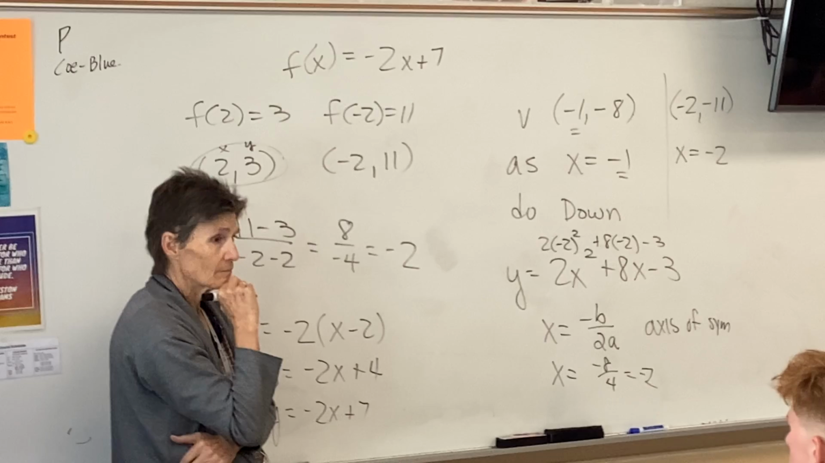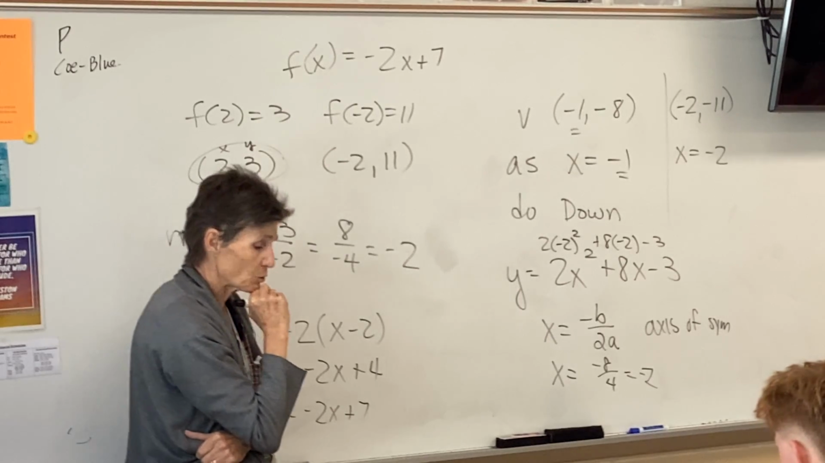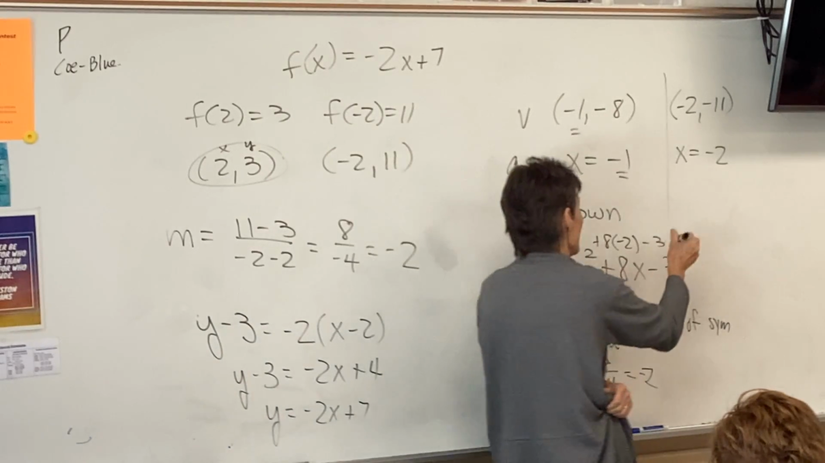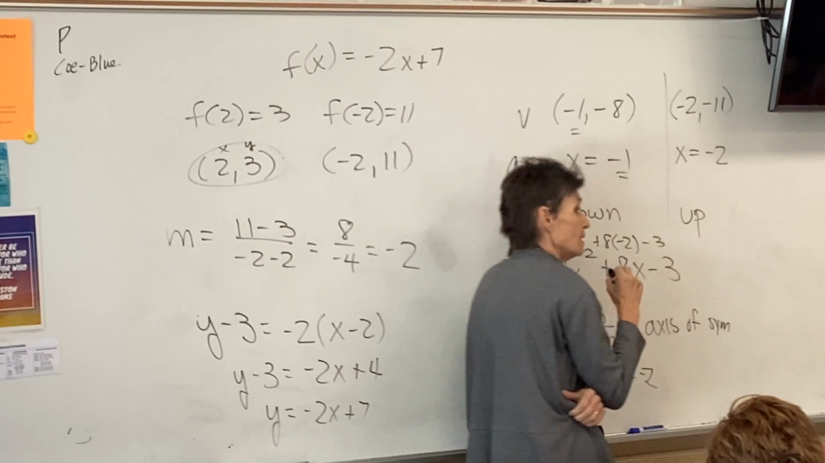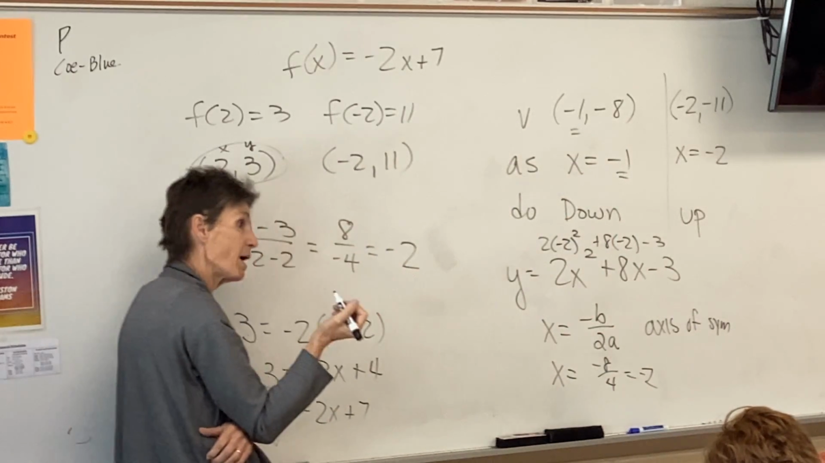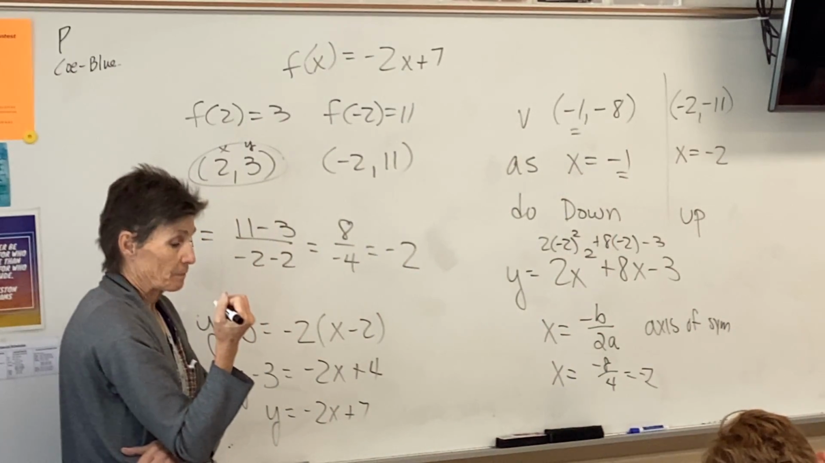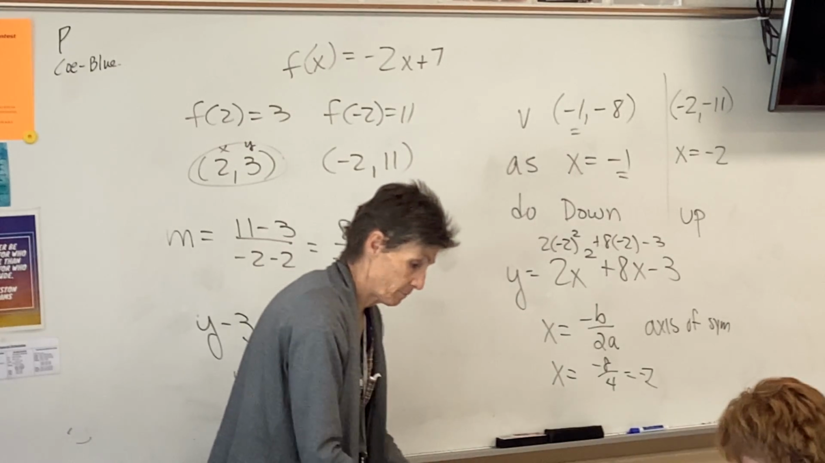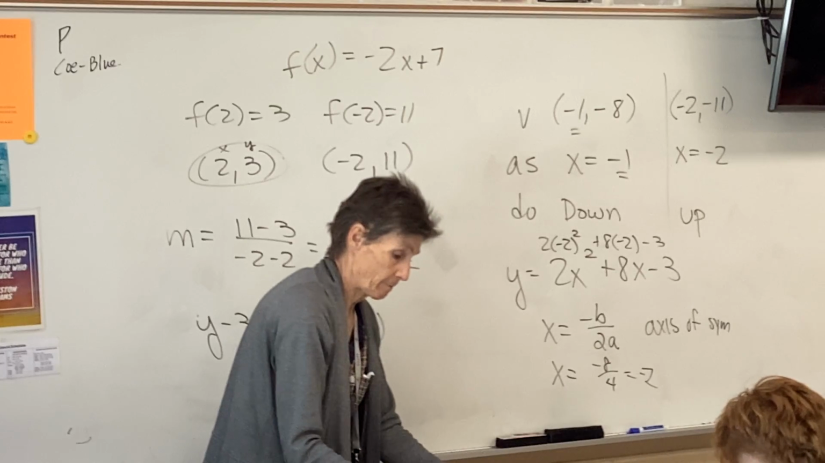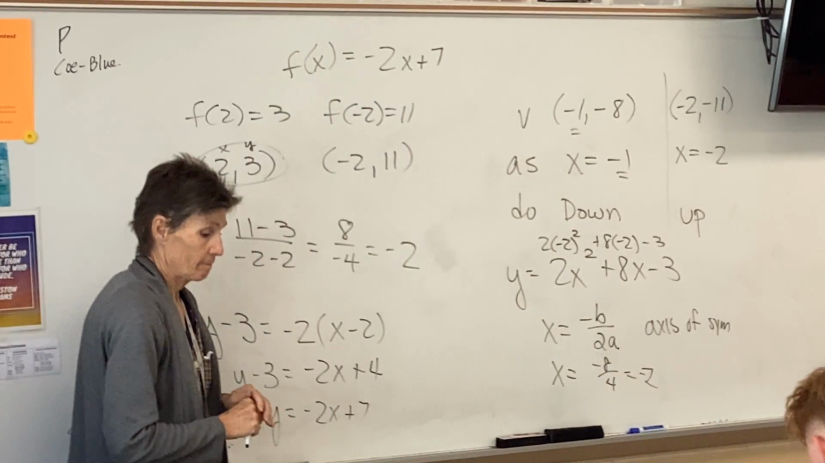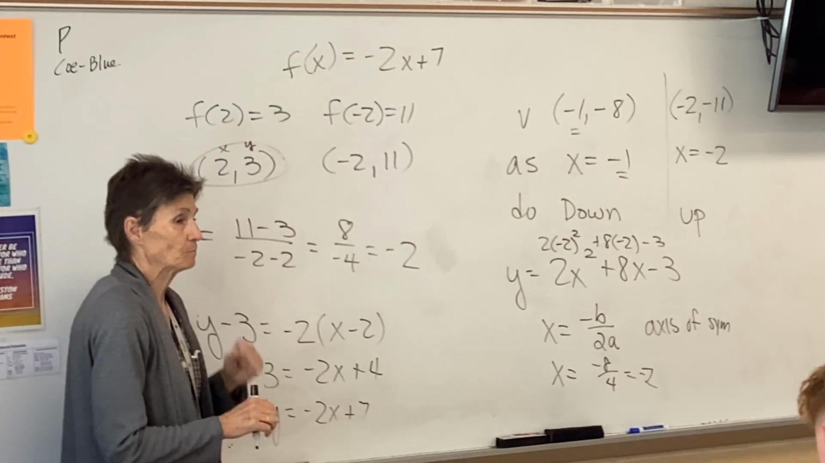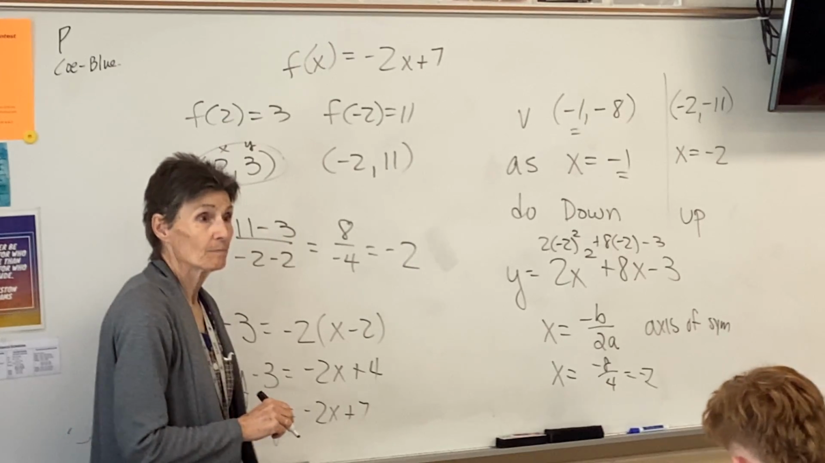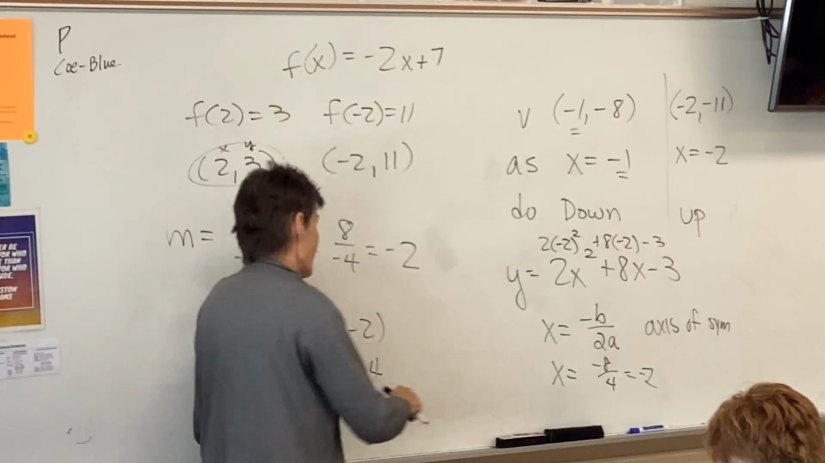Negative 11. And which way is it open? We know that because the 2x squared, that's a positive 2. That means it opens up.